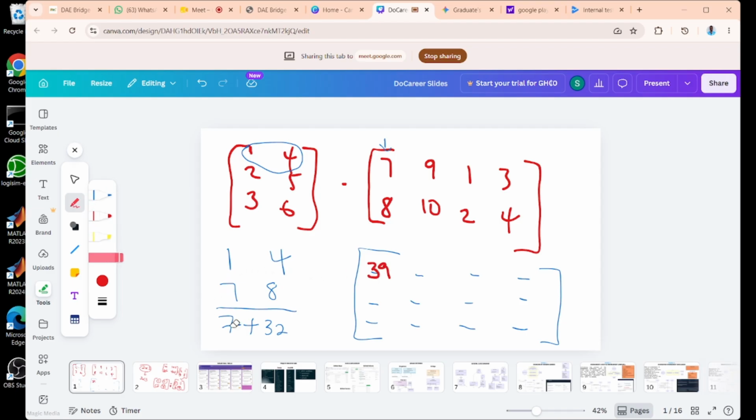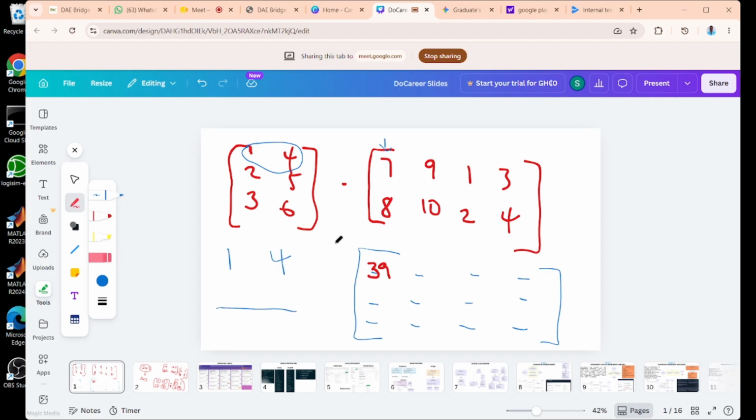I think you are moving a bit fast. Oh, okay, yeah, because I'm writing at the same time. So you understand that I place 1 4 here, right? Yes, it's okay. Then I place 7 and 8 down. Then 1 times 7, that's 7, plus 4 times 8, that's 32. You add 7 and 32, you have 39. That's what I place here.